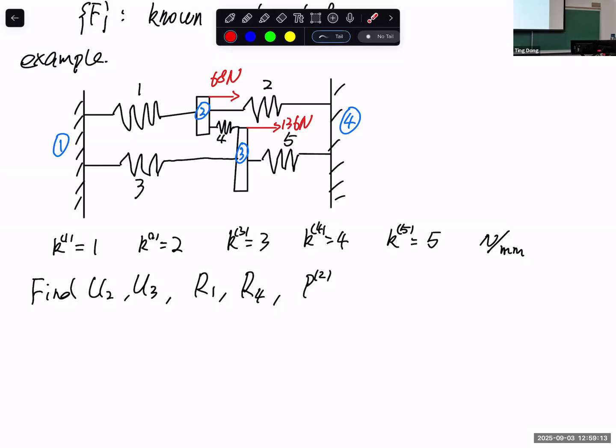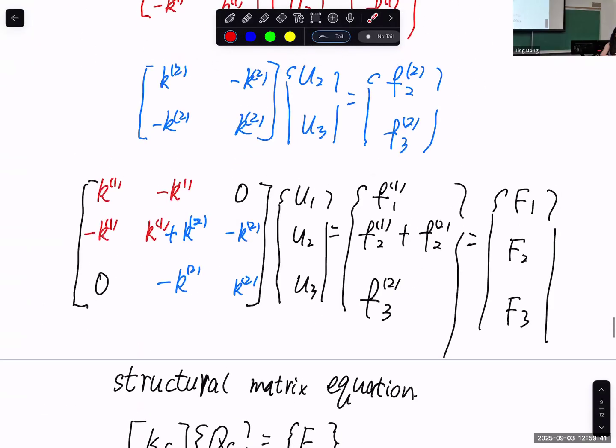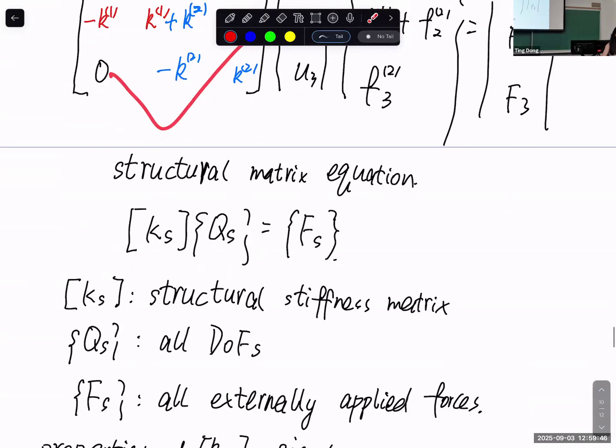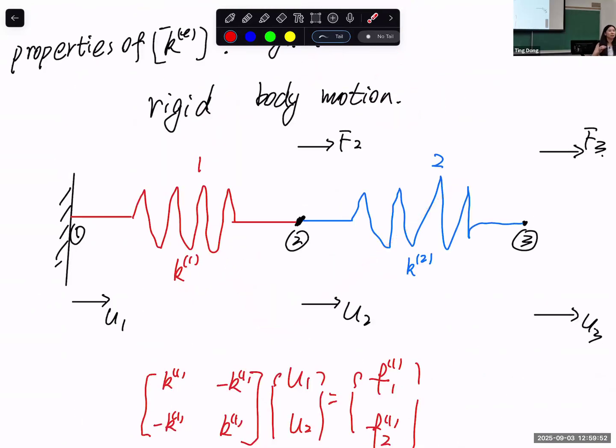Okay, that's one opinion. So any other opinion? 2 by 2. Are you talking about before apply boundary condition or after apply boundary condition? Before apply boundary condition 2 by 2. After apply boundary condition, what is the dimension? So let's say this one is before we apply boundary condition is 3 by 3 matrix, and after we apply boundary condition 2 by 2 for our 2 spring elements.